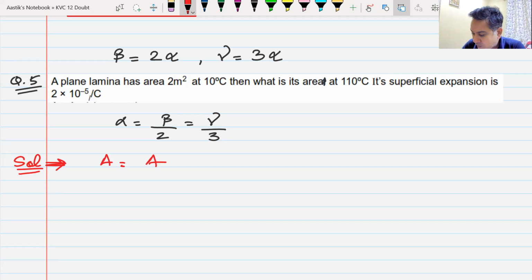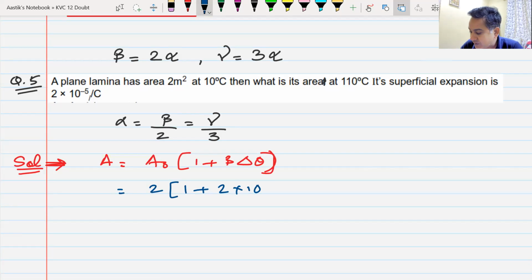A is equal to A naught into 1 plus beta into delta theta. Just put the values. A naught is 2 into 1 plus beta, which is 2 into 10 raised to the power minus 5, multiplied by 100. I think 4 will come, not 8. So if I multiply it by 100, this becomes 10 raised to the power minus 3. And you just add and multiply. I think you will get 2.004.